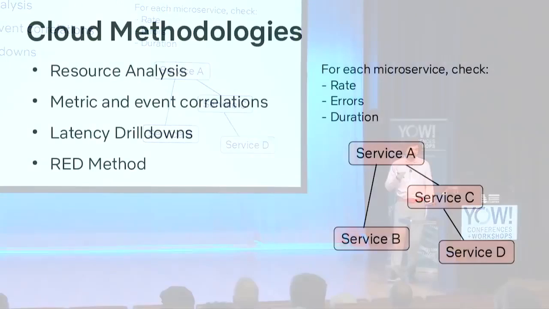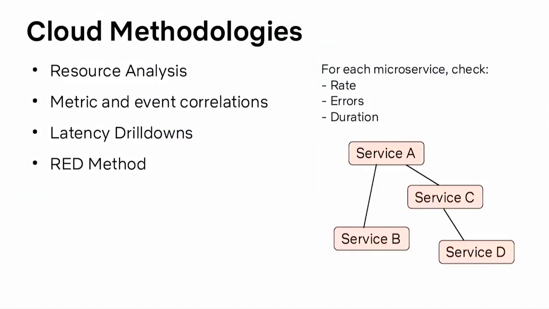For cloud methodologies, there's a number you can use. One of them is resource analysis, and that's where you check if any of the physical instance resources are exhausted, like CPU, disk, and network. There's metric and event correlations. Dashboards are great for this, where you're putting the same time series over top of each other, and you try and see when latency went up, what else happened. There's latency drill downs. I'm looking at my application request. I want to decompose it into the wait states, and then keep drilling down until I get to the bottom, the root cause of why that application request was so long.